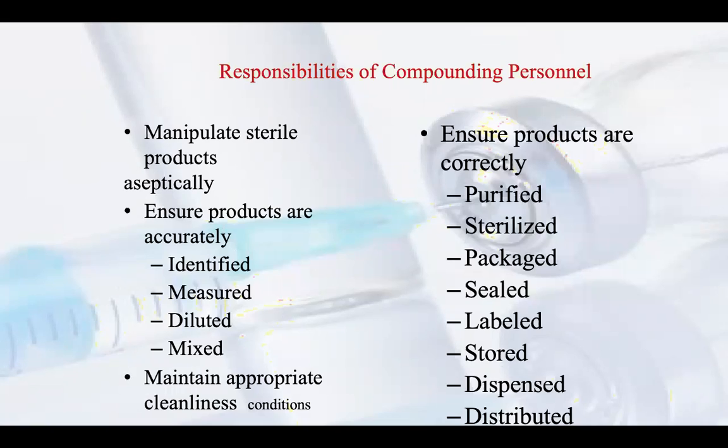Responsibilities of compounding personnel: what do they do? They manipulate sterile products aseptically. Handle these products aseptically. Ensure products are accurately identified, measured, diluted, and mixed. Maintain appropriate cleanliness conditions also. Ensure products are correctly purified, sterilized, packaged, sealed, labeled, stored, dispensed, and distributed.